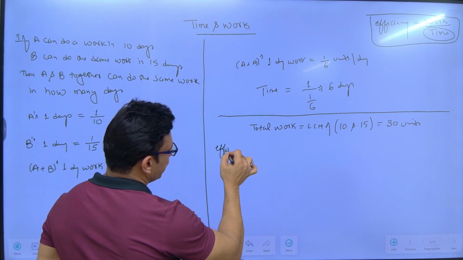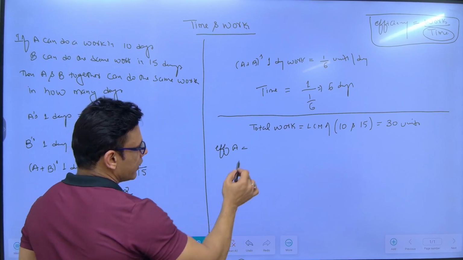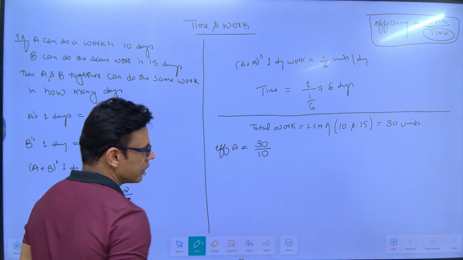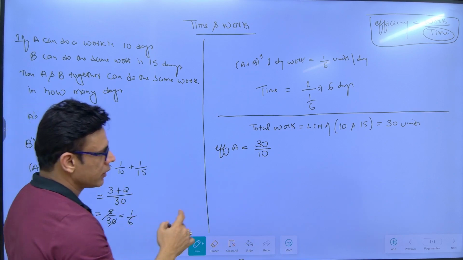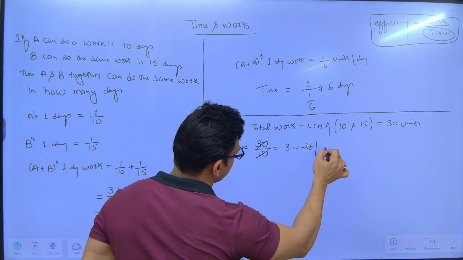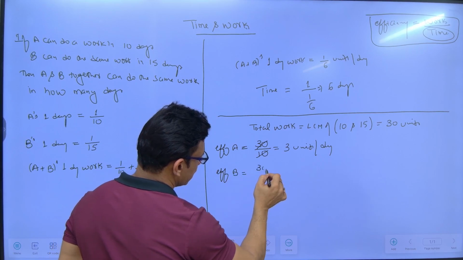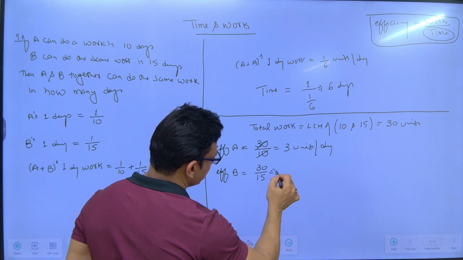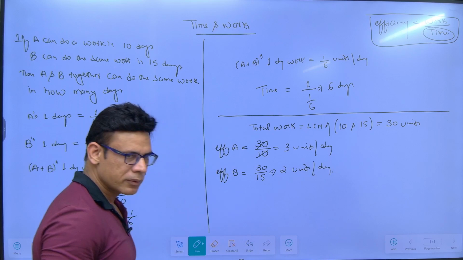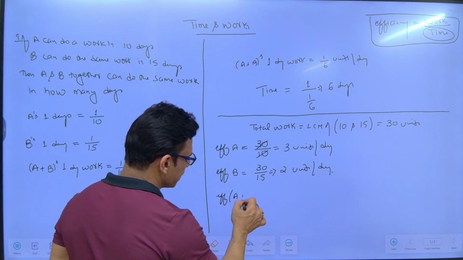If I have to find out the efficiency of A, the formula for efficiency is work upon time. So A is doing these 30 units in how many days? 10 days, given in the question. Cancel, this will give you what? 3 units per day, right? And what is the efficiency of B? 30 upon 15, which is equal to what? 2 units per day. What is the efficiency of A plus B?